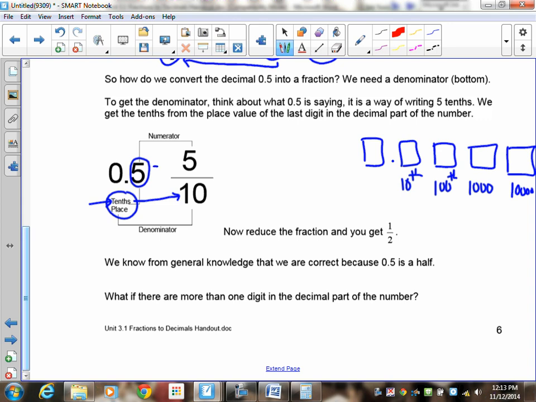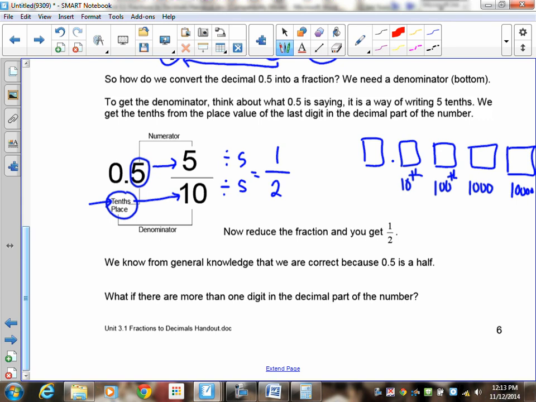The 5 just slides over, and now you have to reduce this. What goes into both a 5 and a 10? Actually, in this case, a 5. So 5 divided by 5 is 1. 10 divided by 5 is 2. And of course, we know that 0.5 is actually 1/2, so we know we've done it correctly.